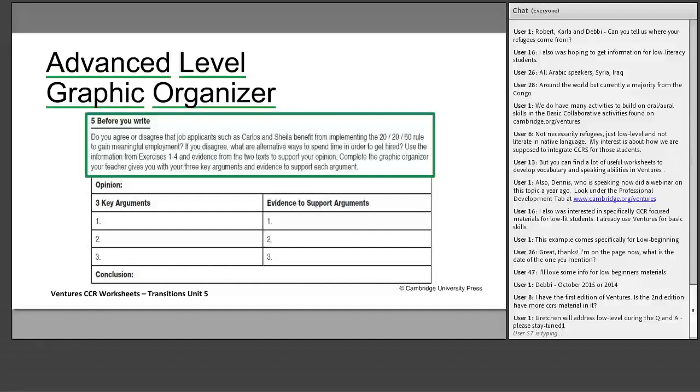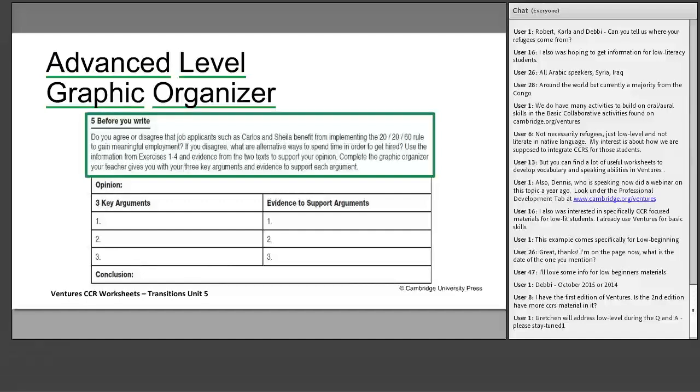In this example, the instructions say, before you write, do you agree or disagree that job applicants such as Carlos and Sheila benefit from implementing the 20-20-60 rule to gain meaningful employment? If you disagree, what are alternative ways to spend time in order to get hired? Use the information from exercises 1 to 4 and evidence from the 2 texts to support your opinion. Complete the graphic organizer your teacher gives you with your 3 key arguments and evidence to support each argument.